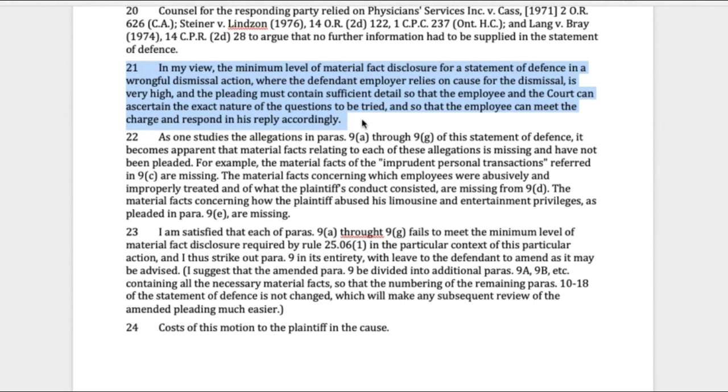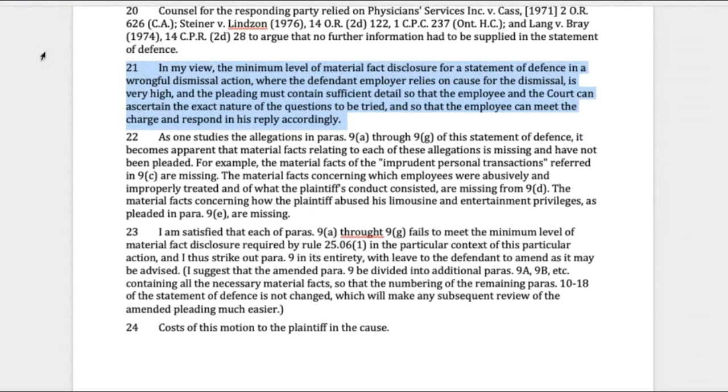This is the serious type of allegation that an employer can make against an employee, which is that you screwed up so badly that we don't owe you a penny, and if you don't have savings to rely on, then maybe you'll be at the food bank next week, right? So this is really heavy stuff. And that's why the court says, where the defendant employer relies on cause for the dismissal, the minimum level of material fact disclosure is very high.